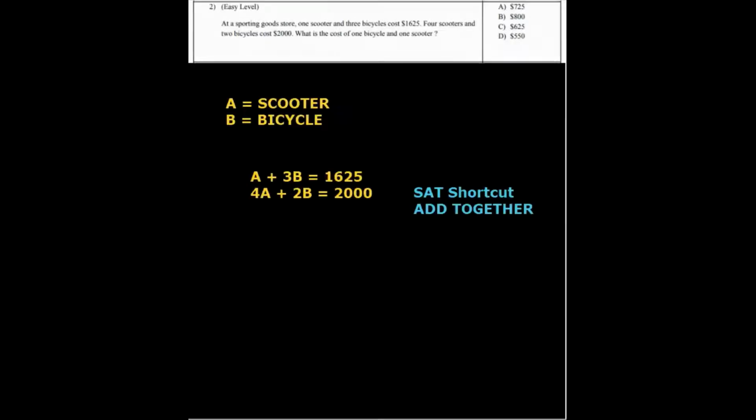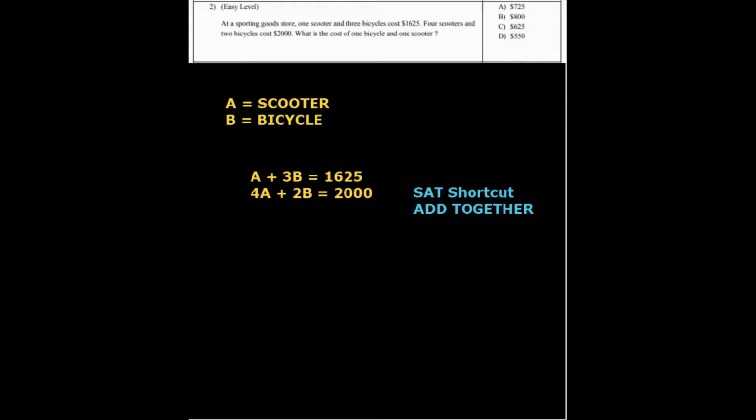Question 2. At a sporting goods store, 1 scooter and 3 bicycles cost $1,625. 4 scooters and 2 bicycles cost $2,000. What is the cost of 1 bicycle and 1 scooter? Well, setting A for scooters and B for bicycles, we can set up the system of equations. A plus 3B equals 1625, and 4A plus 2B equals 2000.